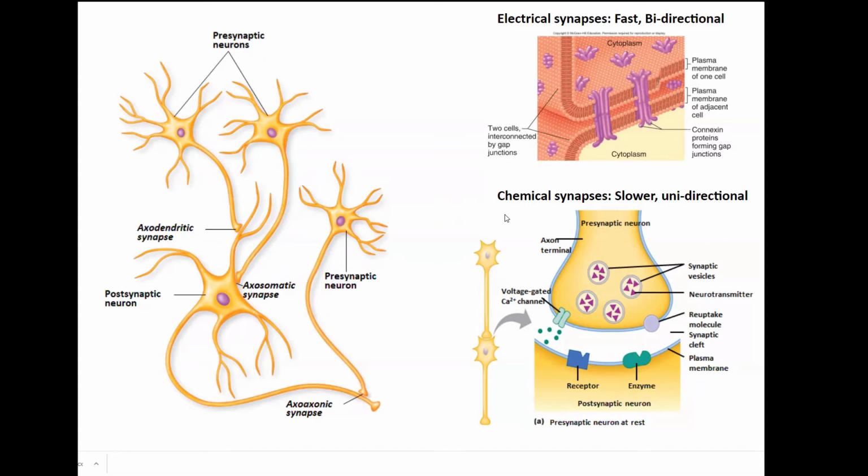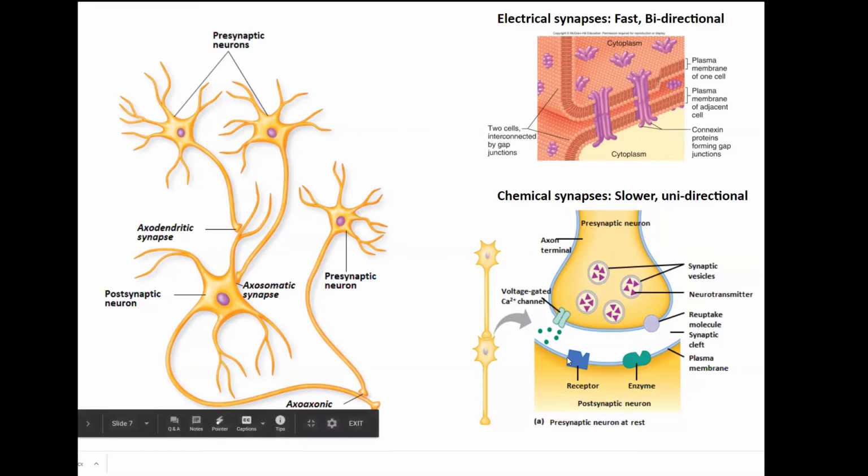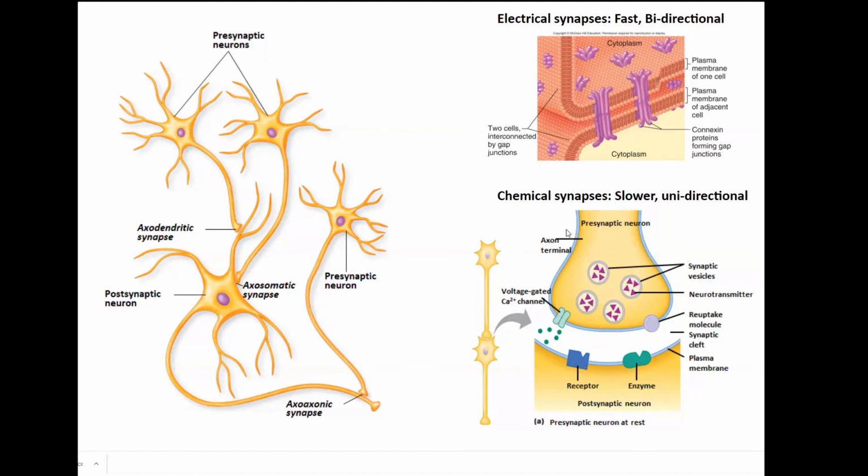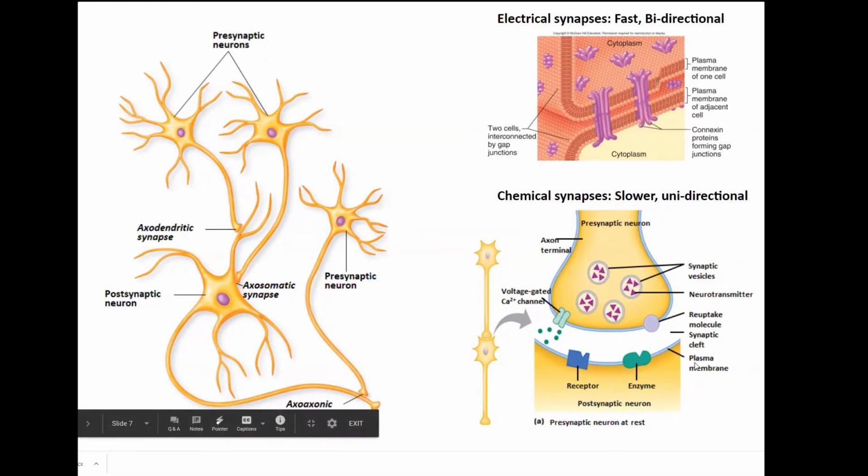Our chemical synapses are trickier. They're slower because we have to trigger the release of neurotransmitters. Then the neurotransmitters have to exit the cell through exocytosis. Then they have to bind to a receptor on our postsynaptic neuron, and then they'll get cleared away eventually. So this is what we're going to spend more time talking about. The chemical synapses, which are slower, and they just go in one direction because we have one neuron, the presynaptic neuron, signaling to our second neuron, the postsynaptic neuron.